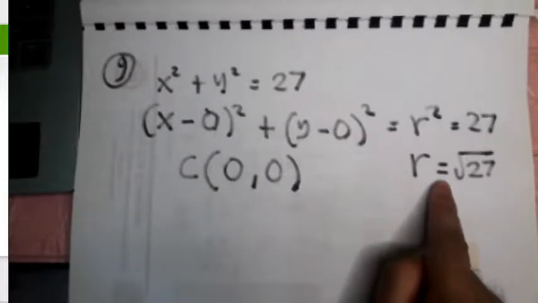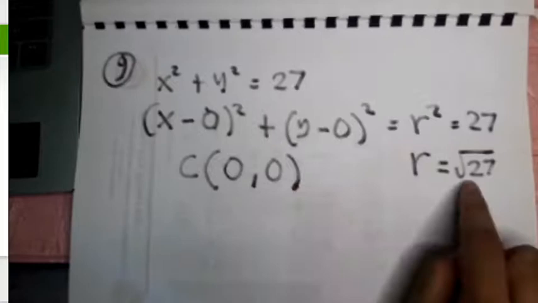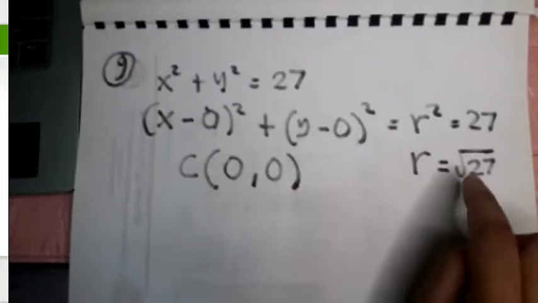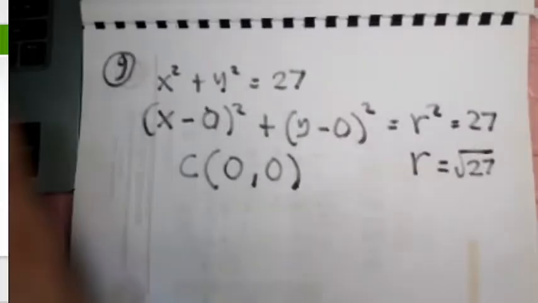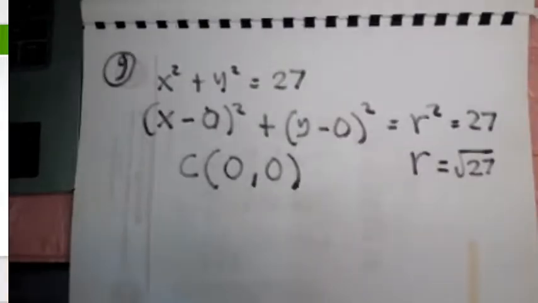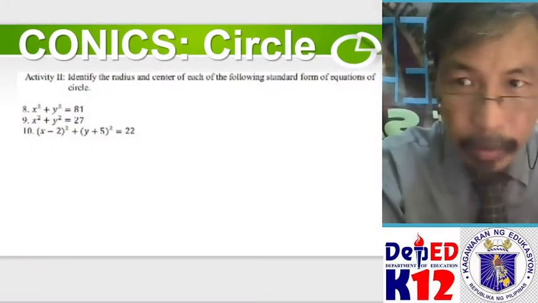0, 0. If you want to solve the radius, which is equal to square root of 27, just use your calculator and take the square root of 27, and that is the answer. That is 5 point something, 5 point some decimal points. Okay, so that is all about problem number 9.